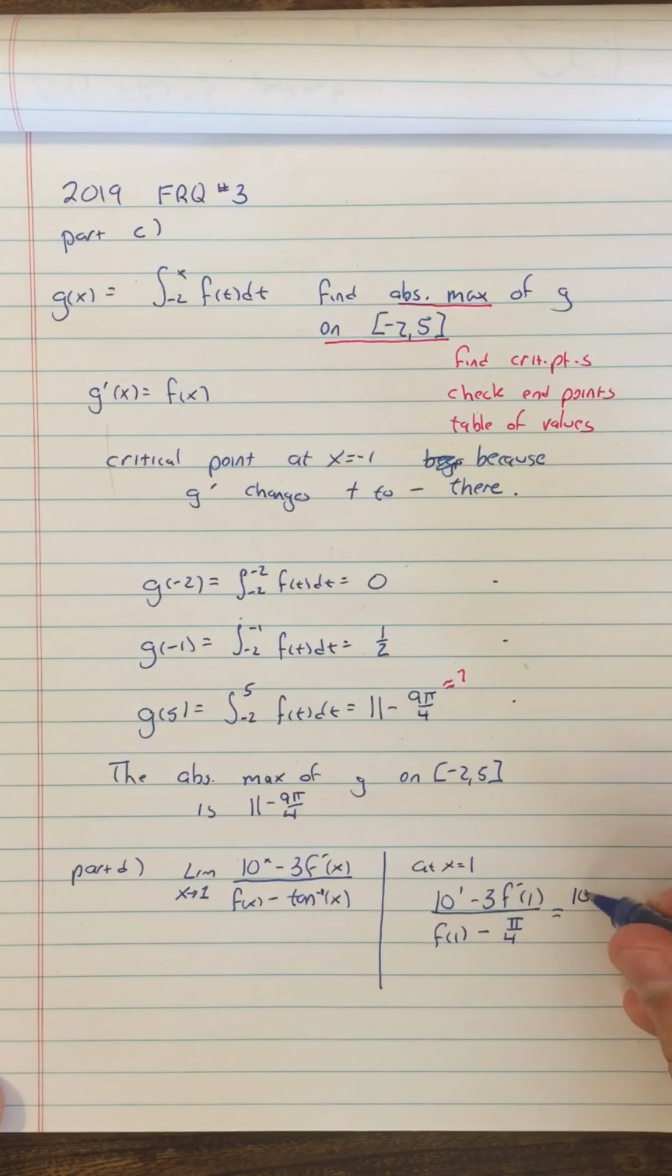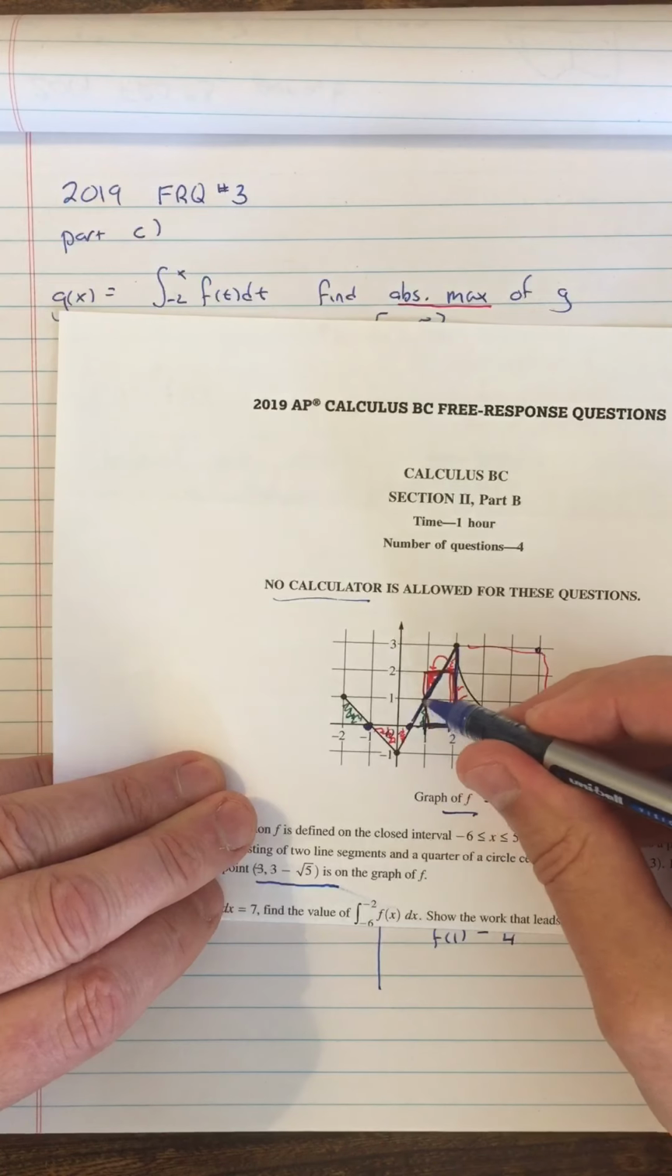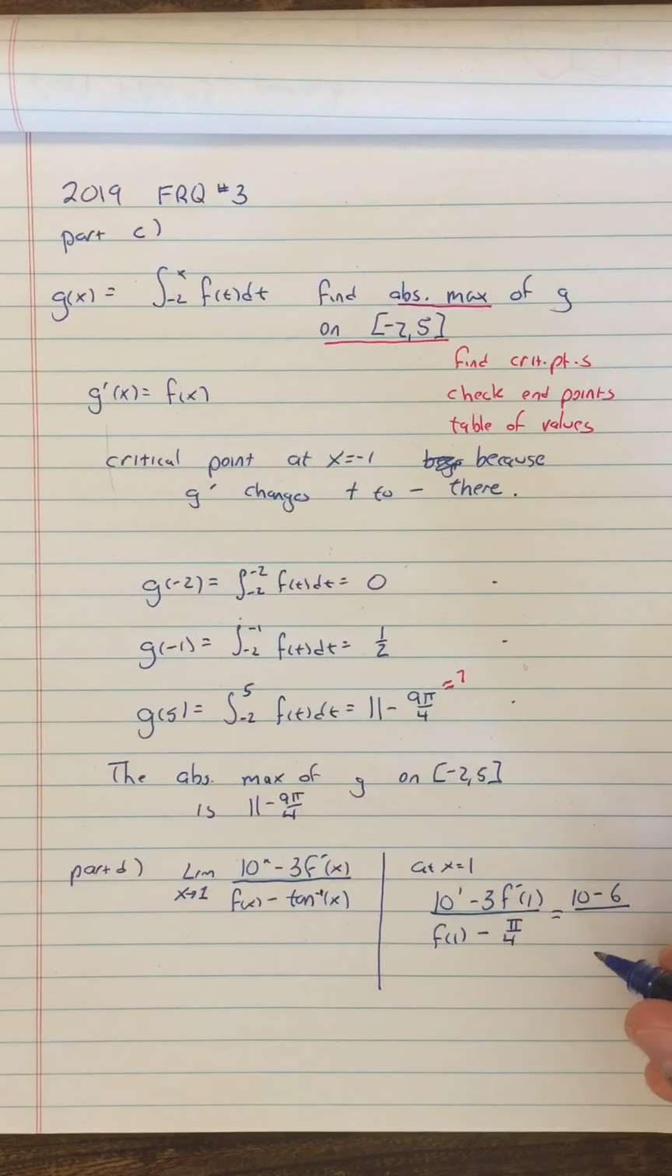So now I have 10 minus 3 times 2, which is 6, over, and I can also read f(1) right off the graph. Here's x equals 1, here's f(1) is 1. So that is 1 minus pi over 4. To my great surprise, I find out that not only is it not a L'Hopital form, because the numerator is not 0 or infinity, but also the denominator is not 0 or infinity either.